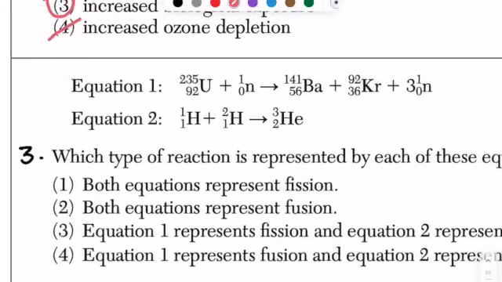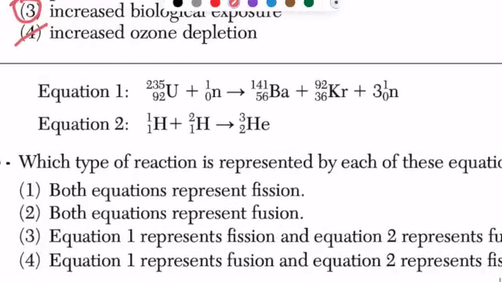Which type of reaction is represented by each of these equations? These are the most common examples of fission and fusion, because these are kind of the only examples of fission and fusion that we know of. With fission, we also have successful fission with plutonium besides uranium. So whenever you see these equations, remember that they represent fission and fusion. Equation 1 is fission and equation 2 is fusion.